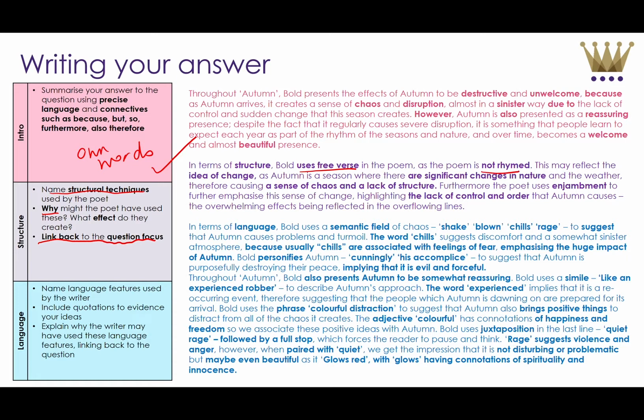This may reflect the idea of change, as autumn is a season where there are significant changes in nature and the weather, therefore causing a sense of chaos and a lack of structure. Furthermore, the poet uses enjambment to further emphasise this sense of change, highlighting the lack of control and order that autumn causes, the overwhelming effects being reflected in the overflowing lines.